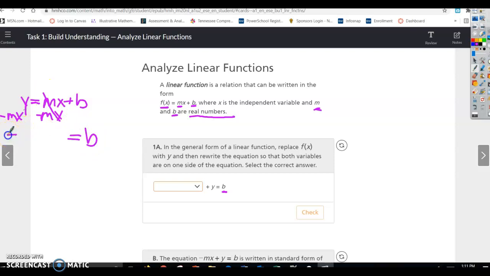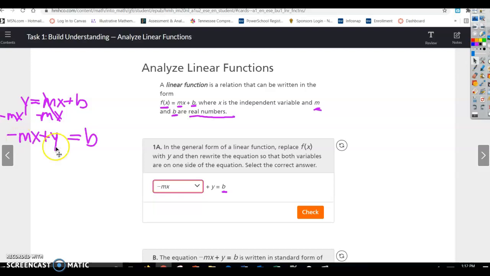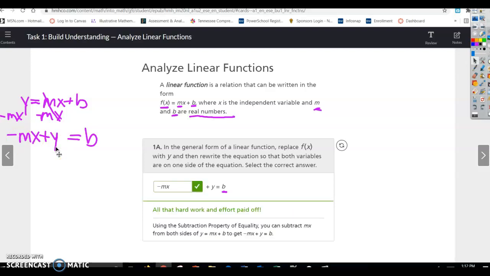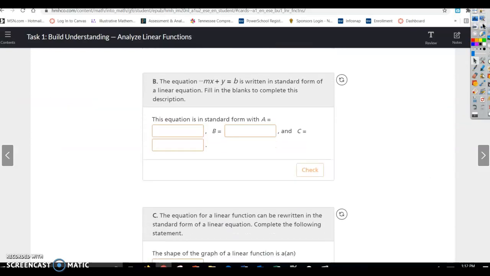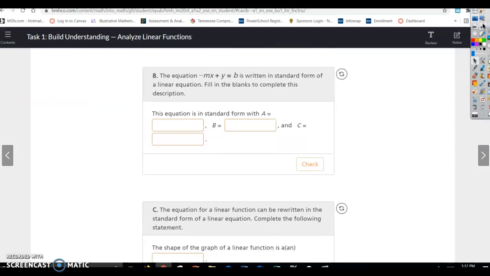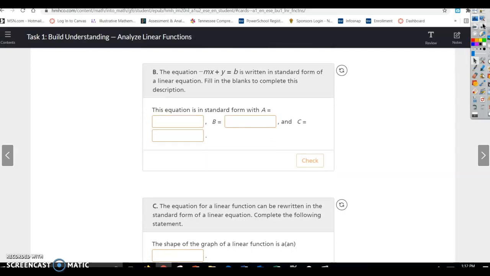So b equals negative mx, and we already had a y. There's no sign there, which means it was positive. So for 1a, we solve for b, so we need negative mx plus y equals b. The equation negative mx plus y equals b is written in standard form.